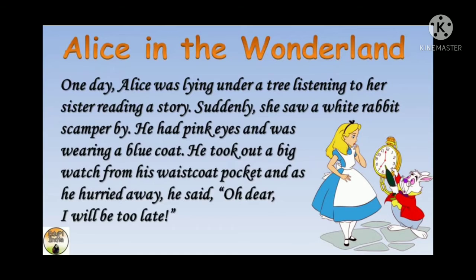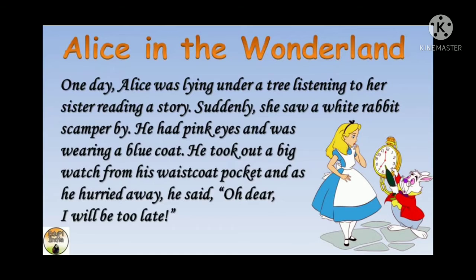So let's start the lesson. One day, Alice was lying under a tree listening to her sister reading a story. Here, was lying is the ing form of lie. Her sister is reading a story. Suddenly she saw a white rabbit scamper by. Here, white rabbit, that we all know. A rabbit is a small animal and scamper means run in haste.